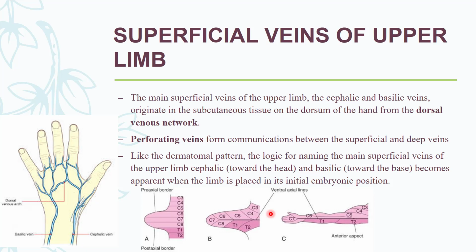Today, inshallah, we will talk about a new topic, which is venous drainage of the upper limb. There are two types of veins in the upper limb. One is superficial veins and one is deep veins.